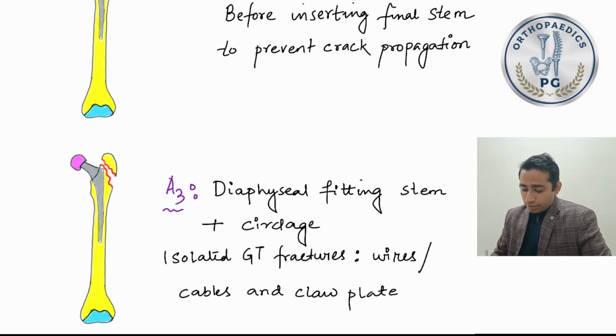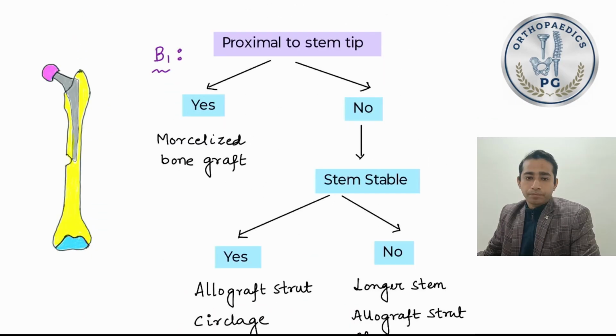A3 type is a displaced fracture of the proximal metaphysis. Here we have to use a diaphyseal fitting stem that fits in the diaphysis plus cerclage. In isolated GT fractures, or greater trochanteric fractures, these can be fixed with wires, cables, and a claw plate, retaining the original stem. Type B fractures are fractures of the proximal diaphysis which are amenable to long stem fixation.